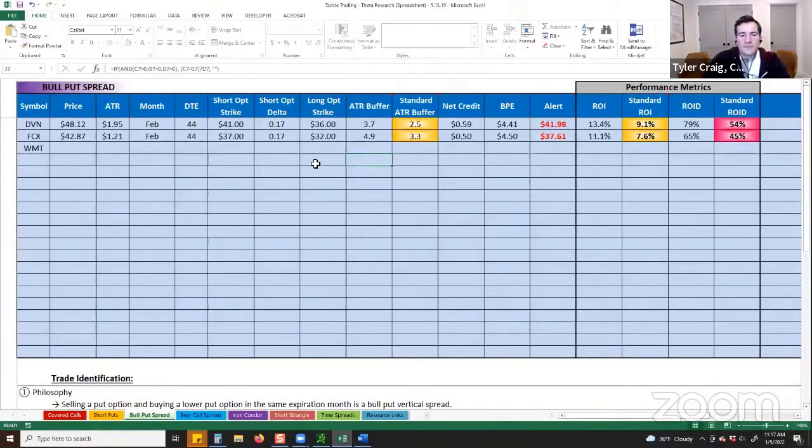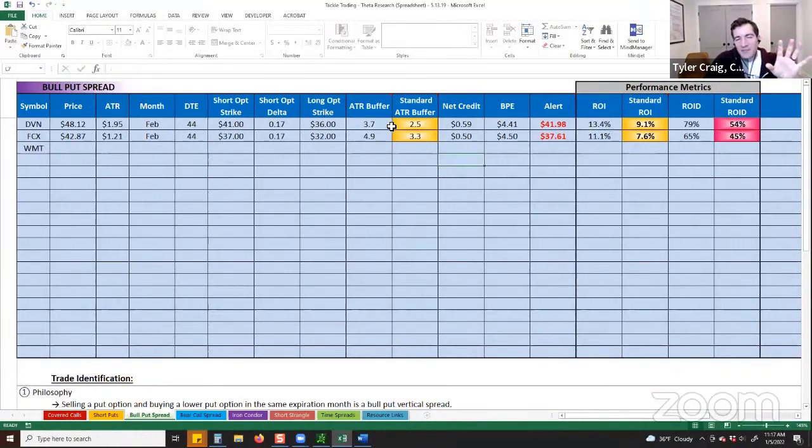All right, so now let's compare these two. First of all, which one do I like better? Well, I like that DVN gives me a little bit better return, but it's only 3.7 ATRs away over that 44-day time frame. FCX at 4.9 ATR, 11%. You know, if it gave me the same ROI, but another ATR away, it'd be a slam dunk. I take FCX over DVN because I'm getting a bigger buffer, right? As is, you give up about 2%.